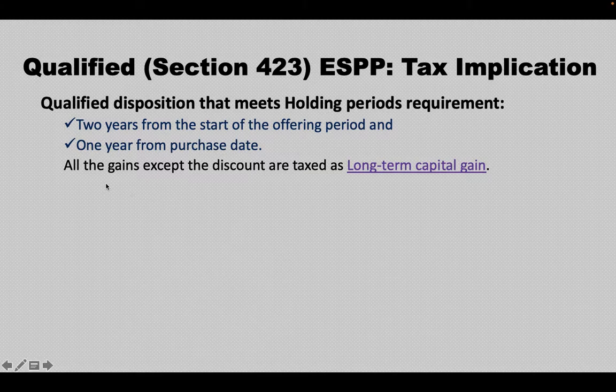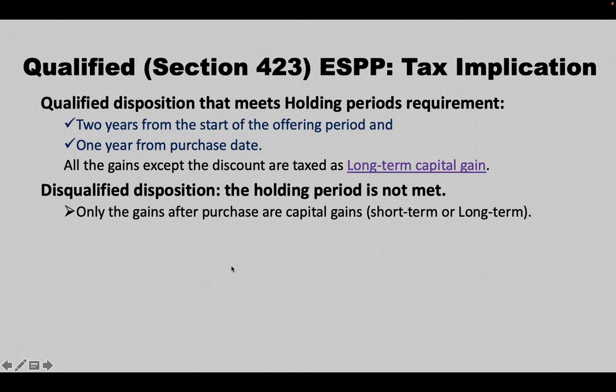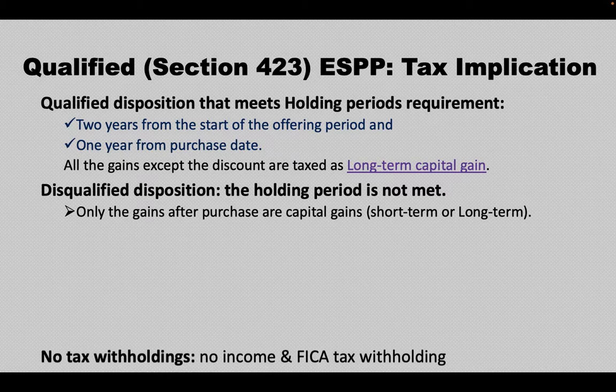Here you just need to know that when you meet the requirement, you still have a little bit of ordinary income tax, however the majority of the gains are going to be long-term capital gain if you meet the holding requirement. And if you are not meeting the holding requirement, that's called a disqualified disposition, and only the gains after purchase can be short-term or long-term capital gains. So again, I'm later going to show you examples in another video. Just keep an eye out for the other video.